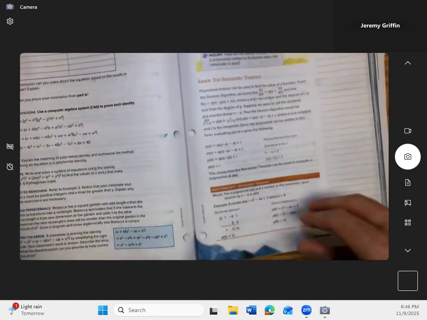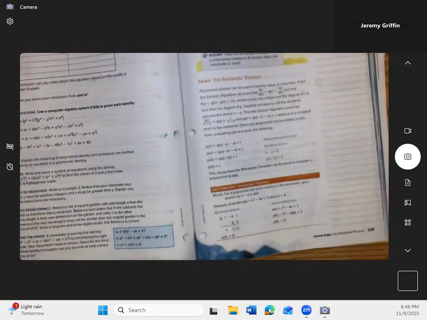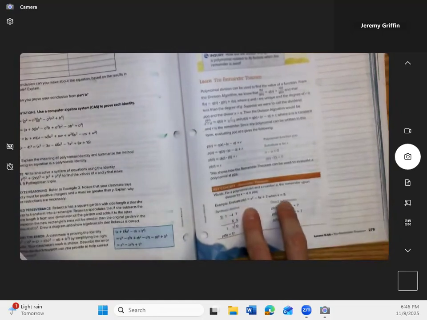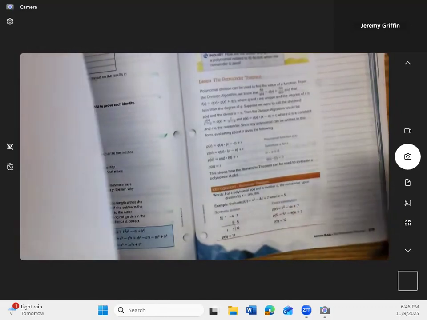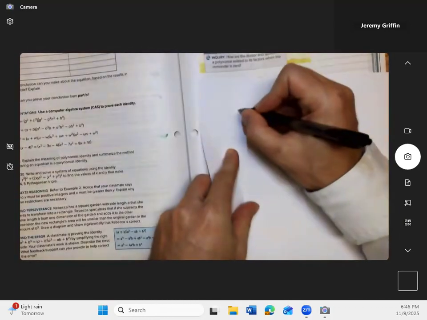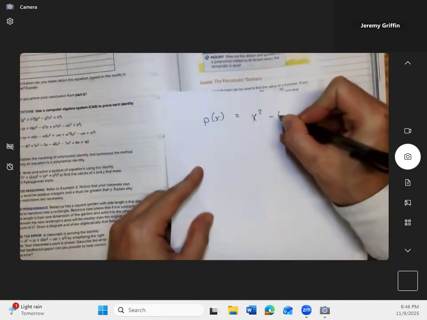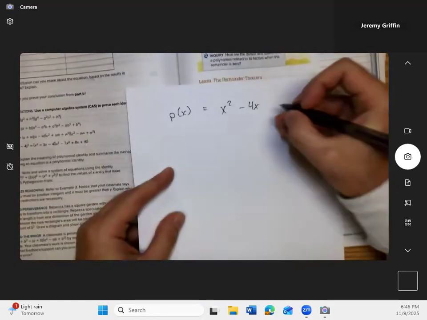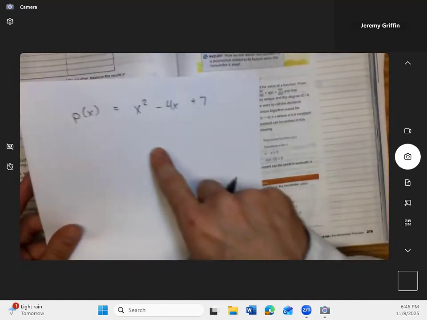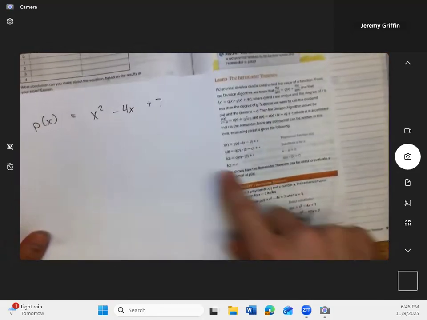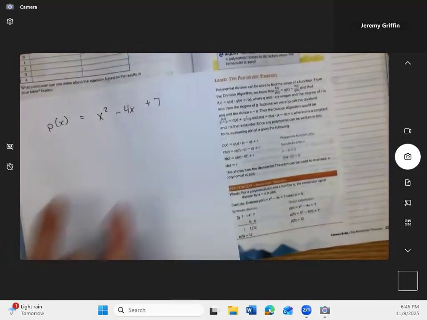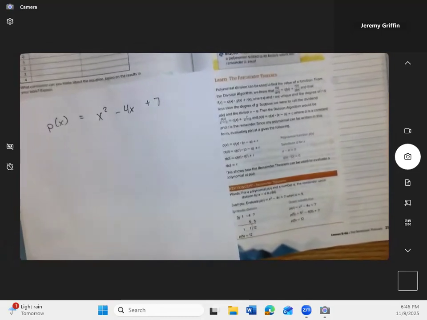So we'll do a bunch of examples. It's the very first one. They have this one, it's on page 279. I'm just going to copy it straight on the paper. They say, what if you have p of x is equal to x squared minus 4x plus 7, right? Now, what if you want to know what is p of 5? Okay, well, you could just plug it in, right? You could just plug in 5 where the x goes and get the answer, right?